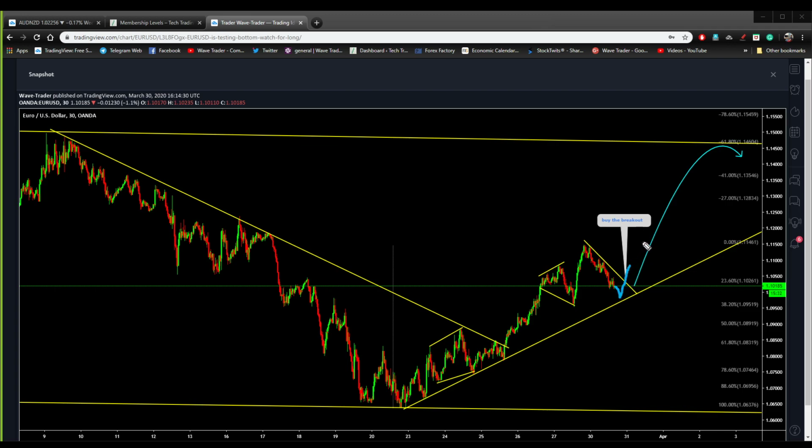So price did not continue. We have seen the breakout, and we got the break-even trades, guys. But it is offering you the best place to go long, right? So it's close to 1.08 this time.